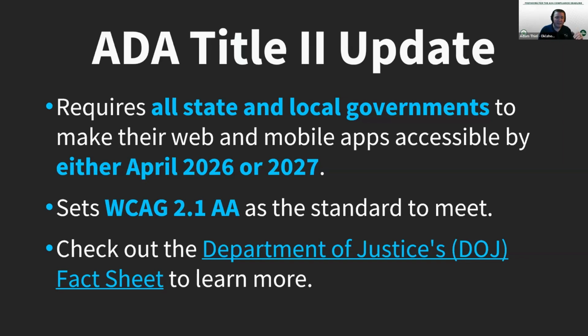The specific standard that it set is WCAG 2.1 AA. I'm going to explain more what that means here in a minute if you're not familiar. But that is the level of accessibility that is required by this new law. I've got a link here in the presentation that goes to the Department of Justice's fact sheet on the new Title II update.